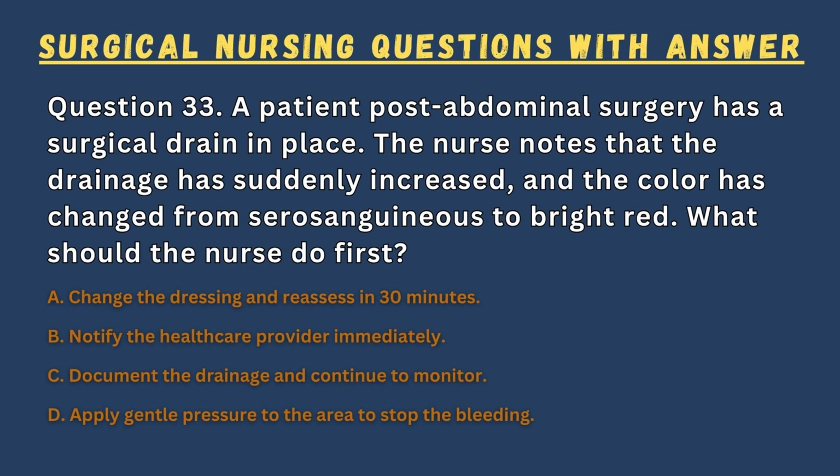Question 33. A patient post-abdominal surgery has a surgical drain in place. The nurse notes that the drainage has suddenly increased, and the color has changed from serosanguineous to bright red. What should the nurse do first? A. Change the dressing and reassess in 30 minutes. B. Notify the healthcare provider immediately. C. Document the drainage and continue to monitor. D. Apply gentle pressure to the area to stop the bleeding.